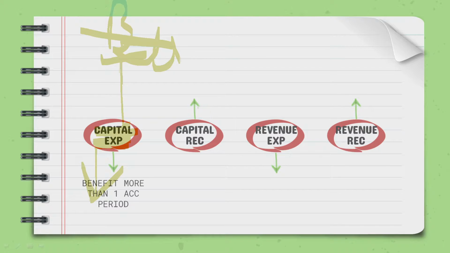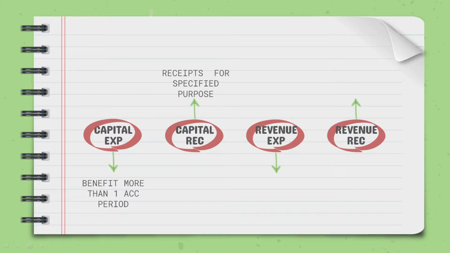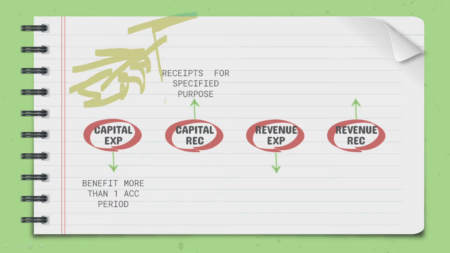Next, we have capital receipts. Capital receipts are the receipts that we receive for a specific purpose. If somebody gave us x amount, say 5,000, and told us you can only use this to conduct a tournament, that is a capital receipt. If they gave us 10,000 and told us you can only use this to distribute prizes, that is also a capital receipt.